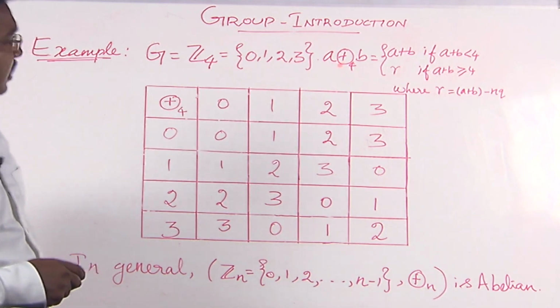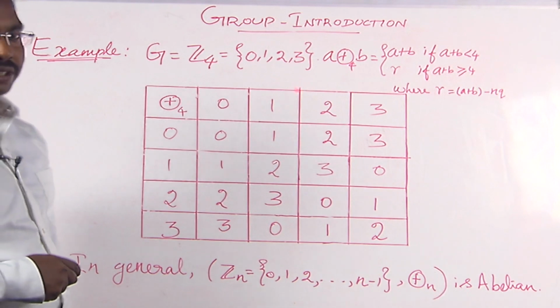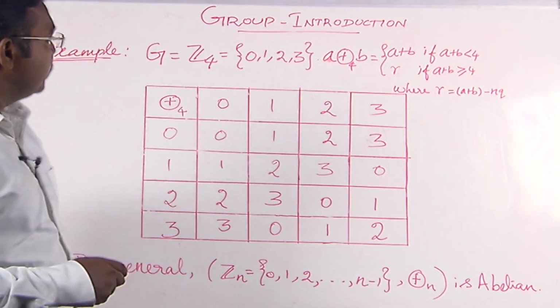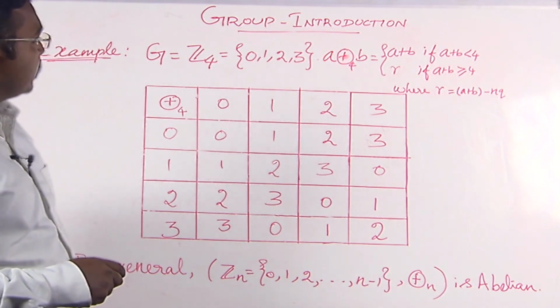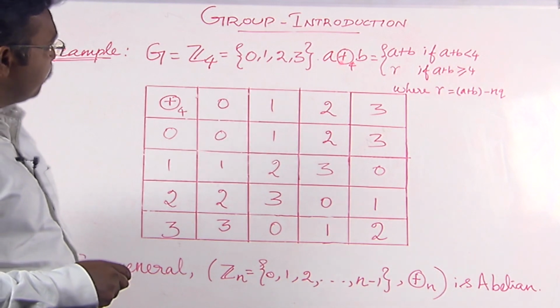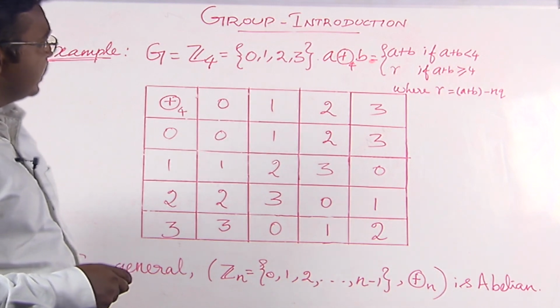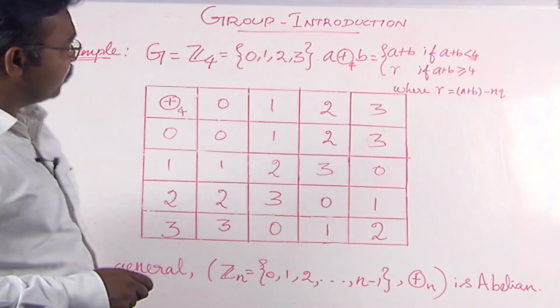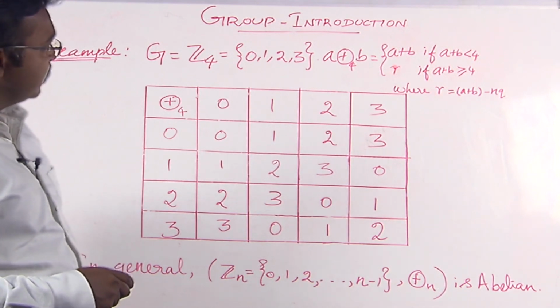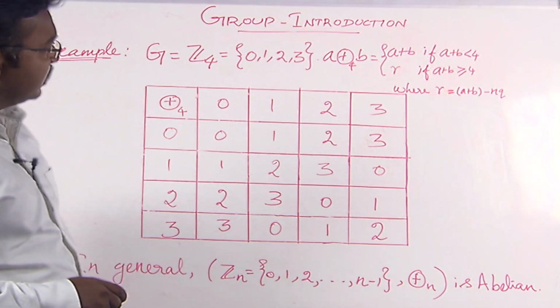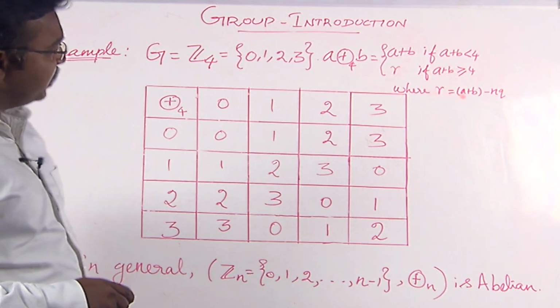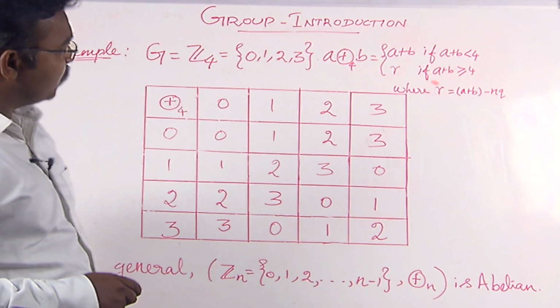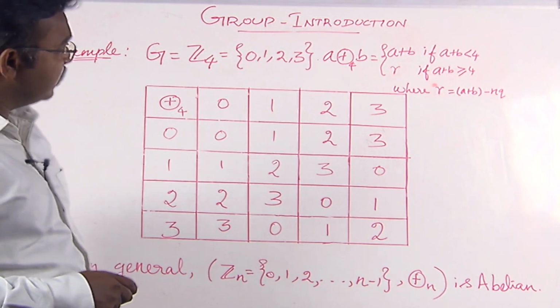We are considering here the addition modulo 4. The addition modulo 4 means we have to add the two elements: a addition modulo 4 b is nothing but a plus b if a plus b is less than 4, and otherwise it is r, which is nothing but the remainder when you divide a plus b by n.